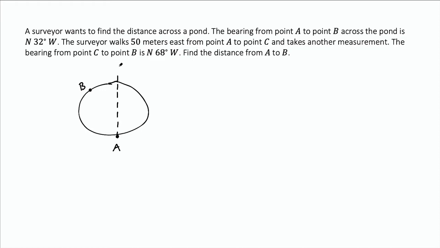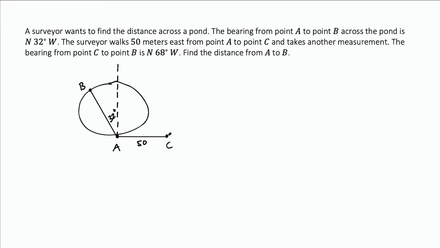So that's from the north-south, okay? From north, we're going 32 degrees west. So this right here is 32 degrees. Then the surveyor walks 50 meters east from point A to point C. So 50 meters east to some point C here, and takes another measurement.